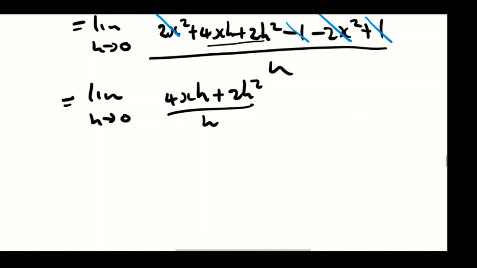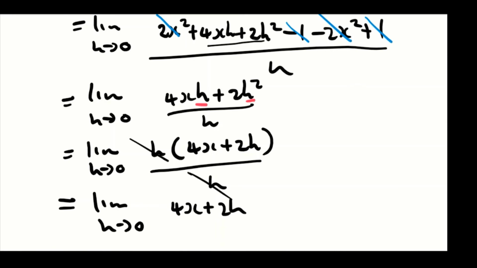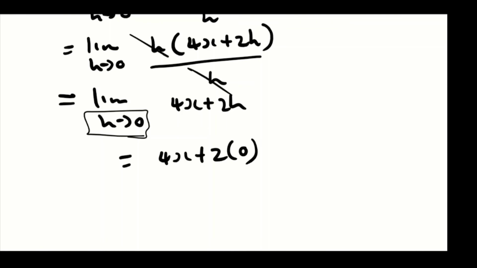We have h as a common factor, so we're just going to factorize h. It's going to be the limit as h approaches 0 of h into 4x plus 2h, divided by h. This h divides out with this one, so it's the limit as h approaches 0 of 4x plus 2h. As h approaches 0, we substitute 0 where there's h. So we have 4x plus 2 into 0, and the final answer is 4x. So this is f prime of x.